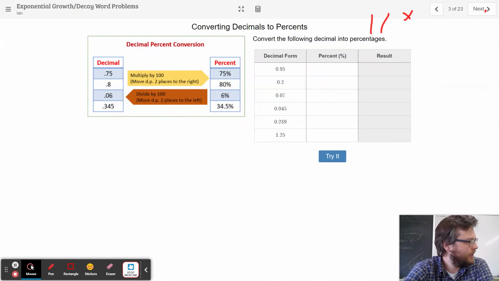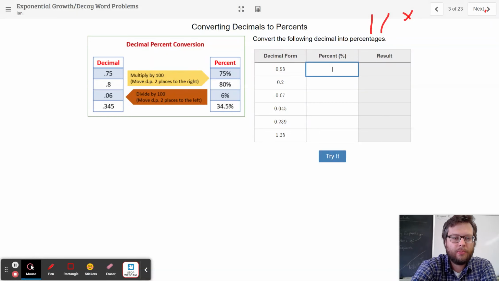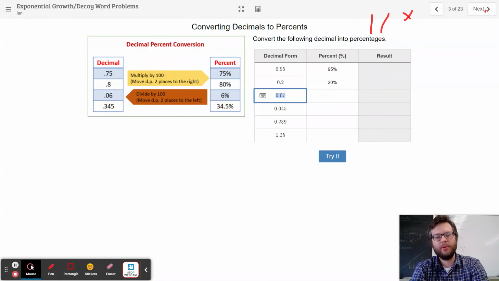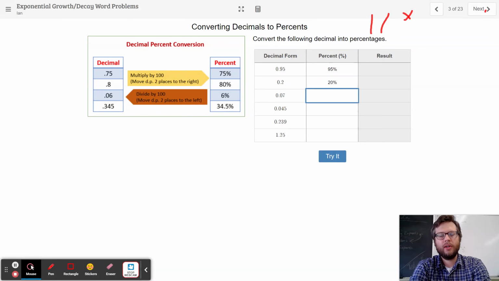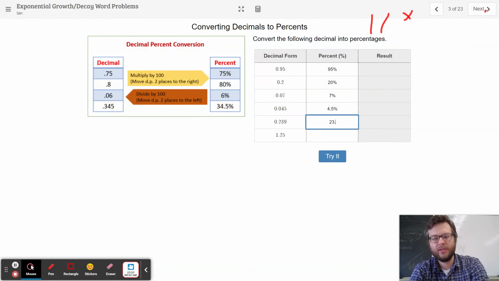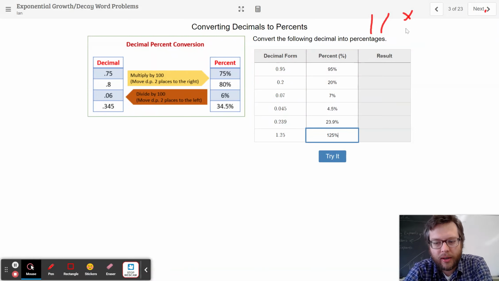This is just the same thing backwards. So now we start with the decimal and we move to the right. So we're going to move our decimal point 2 spaces to the right. So 0.95 is 95%. 0.2, move it 2 spaces over, you get 20%. 2 spaces over, here you get 7%. Here you get 4.5%. I'm just moving the decimal point 2 spots to the right, sticking a percent symbol on the end. The last one is bigger than 1, so it gets bigger than 100%.